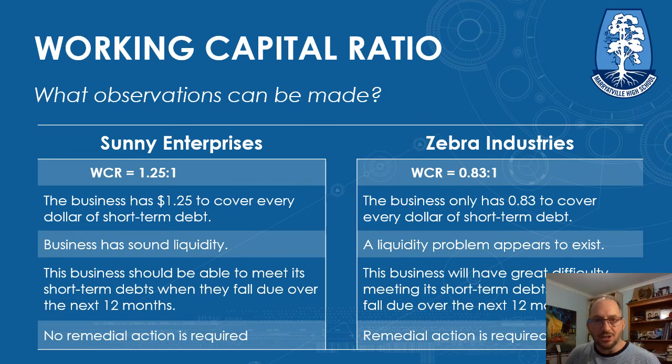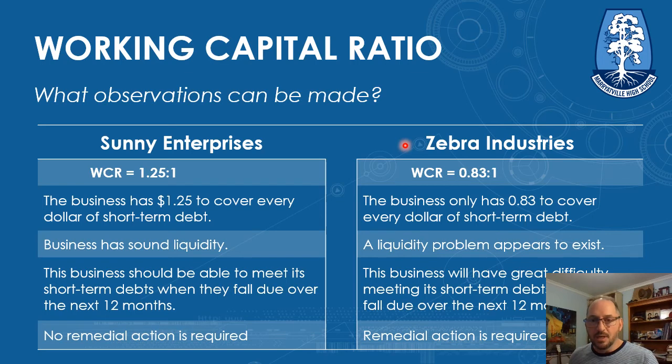So what observations can be made about the working capital ratio of these businesses? Sunny Enterprises has a working capital ratio of 1.25:1. What does that mean? That means the business has $1.25 to cover every dollar of short-term debt. What does this say about liquidity? We can say this business has sound liquidity. Can this business meet its short-term debts? Yes, this business should be able to meet its short-term debts when they fall due over the next 12 months. Is remedial action required? No, no remedial action is required for Sunny Enterprises.